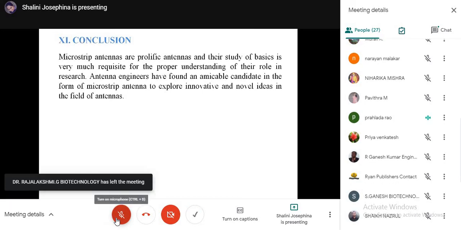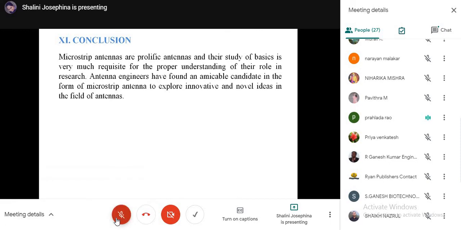Next slide. Now coming to the conclusion, these microstrip antennas are very prolific antennas, and the study of their basic parameters, basic understanding and basic structure is very much requisite for the proper understanding of their role in research. People practicing research in antenna engineering, microwave engineering or radar engineering have found a very amiable candidate in these microstrip antennas to design different types of designs, and they have produced novel microstrip antennas. Next slide, ma'am.